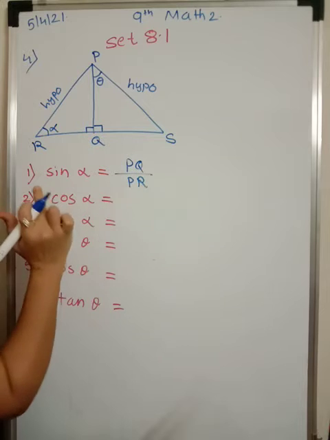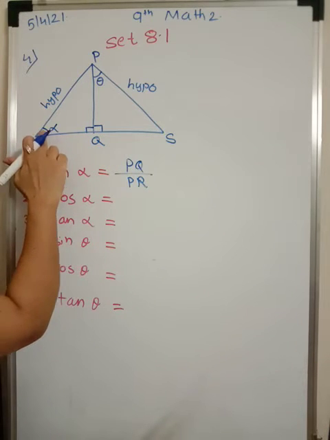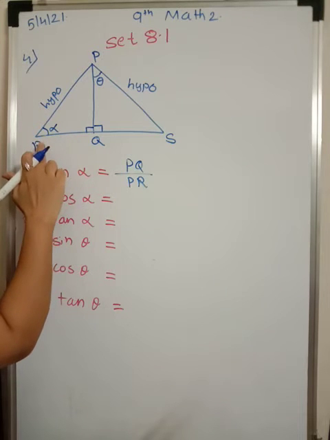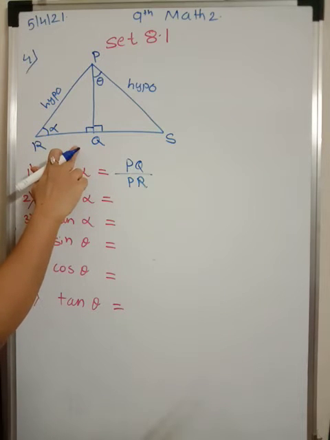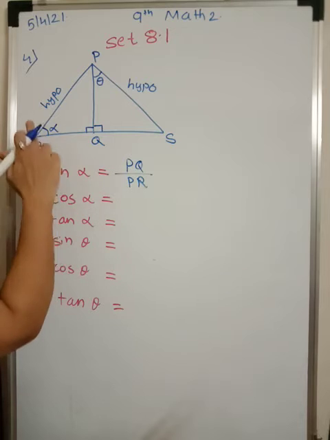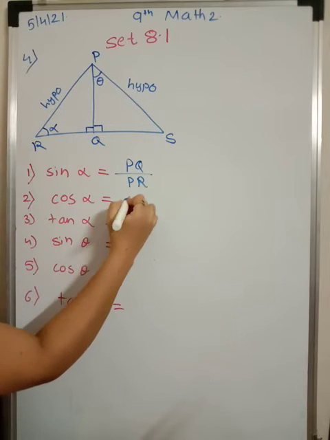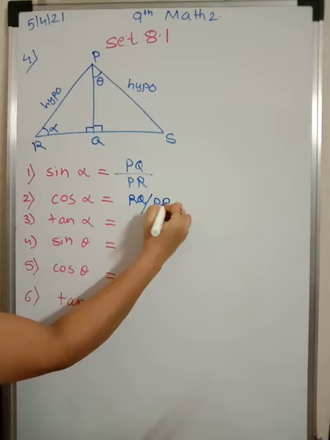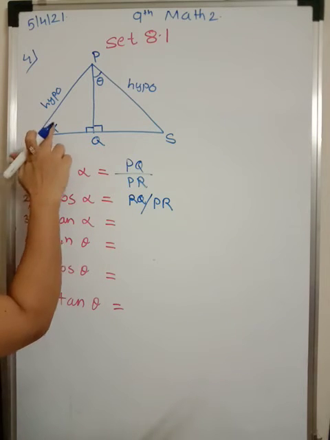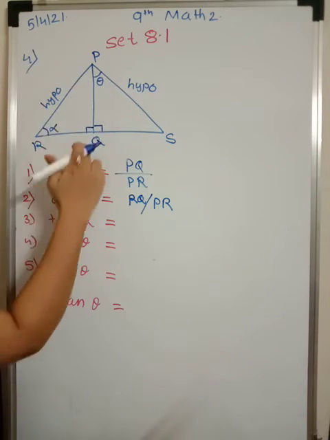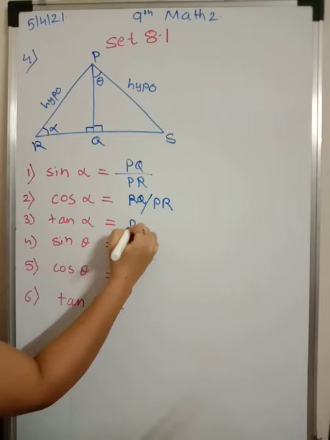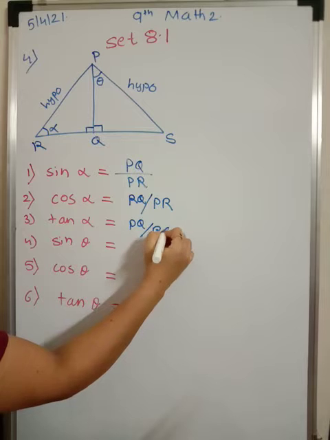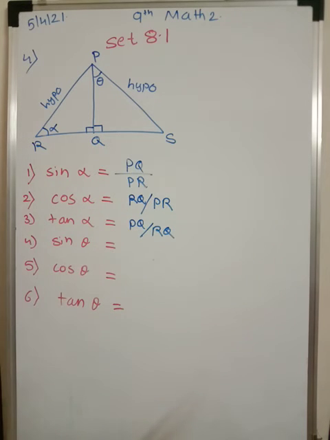Opposite side upon hypotenuse. Cos of alpha. Now this is the opposite side, this is the hypotenuse and this is the adjacent side for alpha. So it will be RQ, or you can write QR, so RQ upon PR. Tan of alpha: opposite side upon adjacent side, so PQ upon RQ. All three ratios are clear.